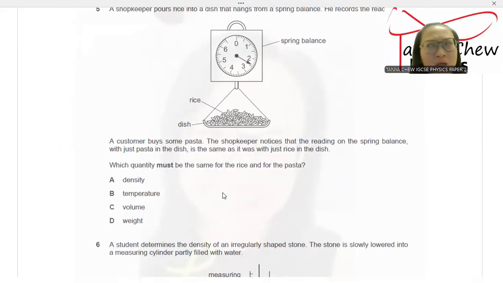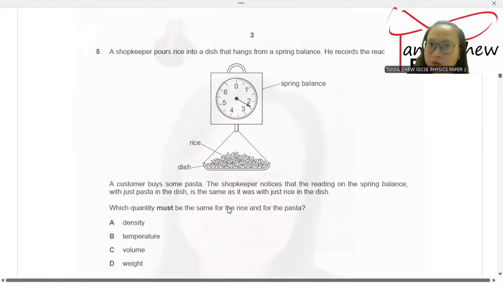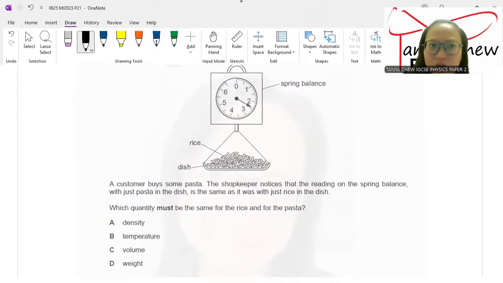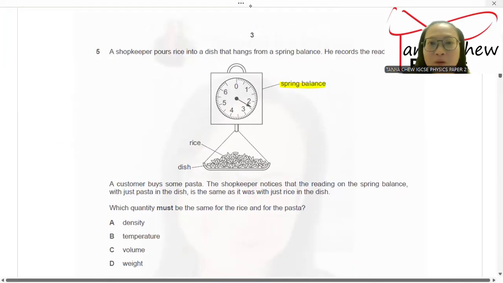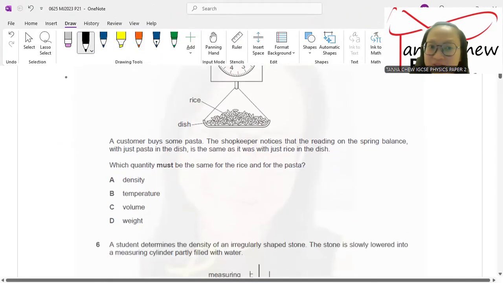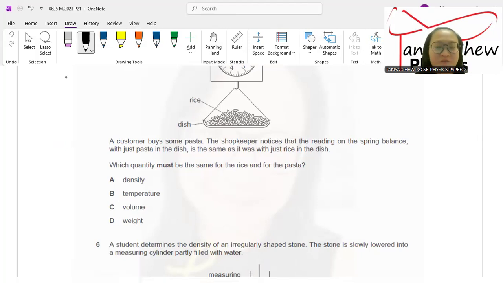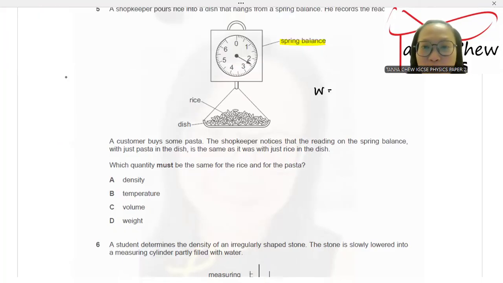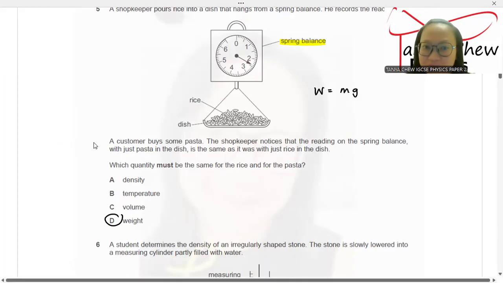Now, don't think of it as so complicated. Like what I told you, there must be a hint given by the question. The hint is this: spring balance is used to measure the weight. Since the customer and the shopkeeper are both on the surface of the earth, mass is constant, gravitational field strength is constant. That is why the quantity that must be the same for the rice and the pasta is weight, because the mass will be the same, and the gravitational field strength is also the same.